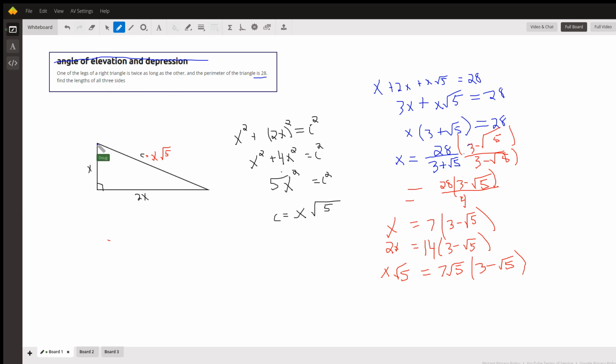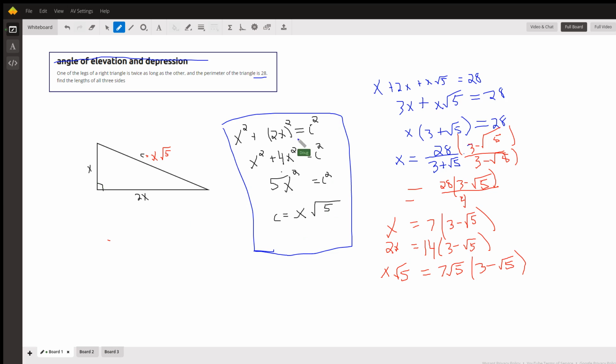Okay, so to do that, we need to find the length of the hypotenuse because perimeter is the sum of all the sides. So we need to use the Pythagorean theorem right here to find an algebraic expression for the length of the hypotenuse. So a squared plus b squared equals c squared, Pythagorean theorem. This leg squared is 4x squared, plus x squared is 5x squared. Take the square root of both sides. Normally we would say plus or minus, but we're dealing with side lengths here, so we'll not bother with the negative value for c.